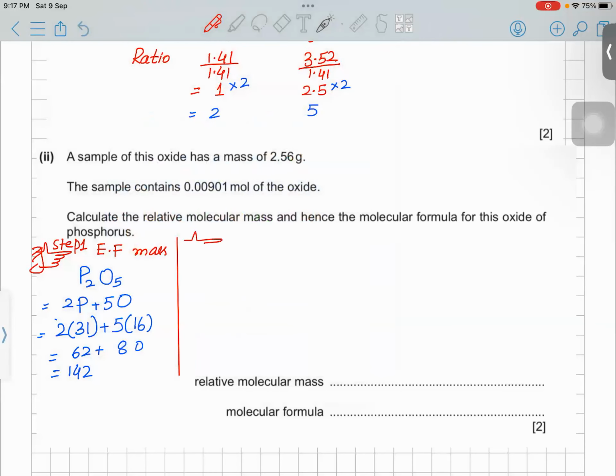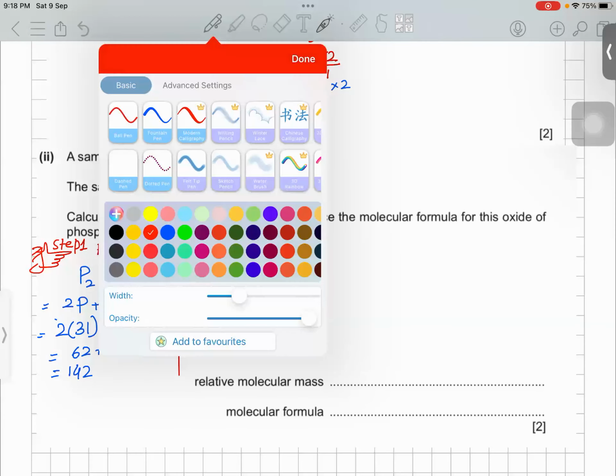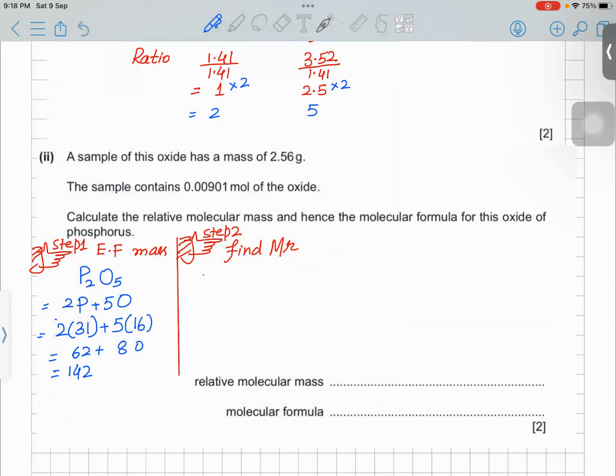Now step 2, find MR. So the formula is mole is equal to gram upon MR. So MR is equal to gram upon mole. So gram is 2.56. Mole is 0.00901.